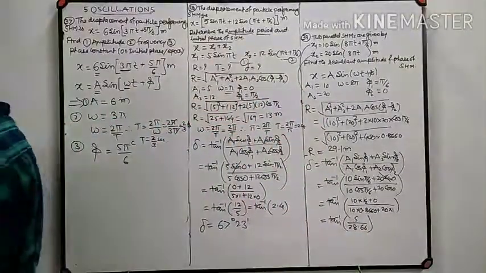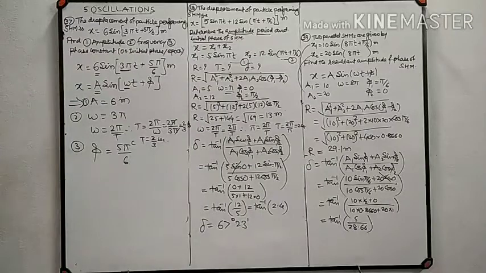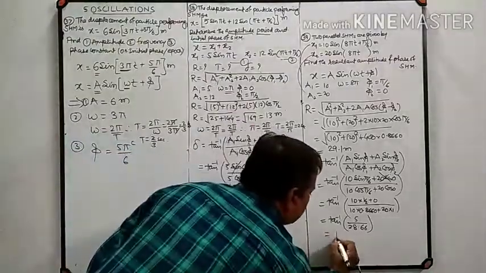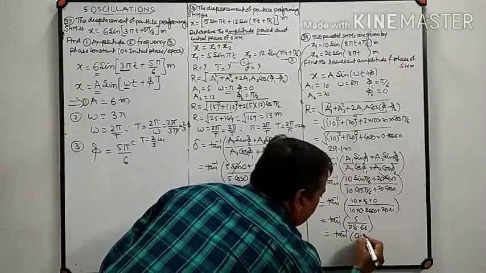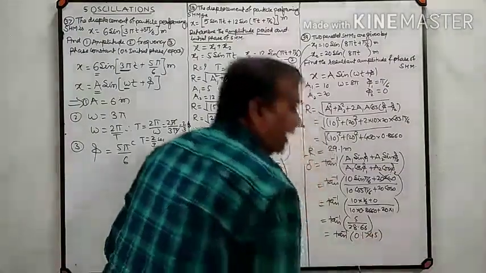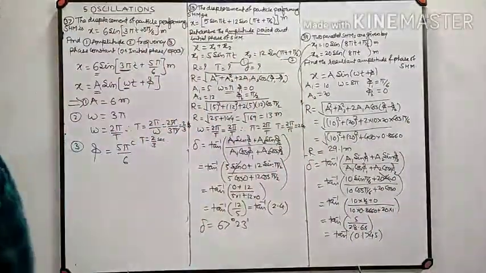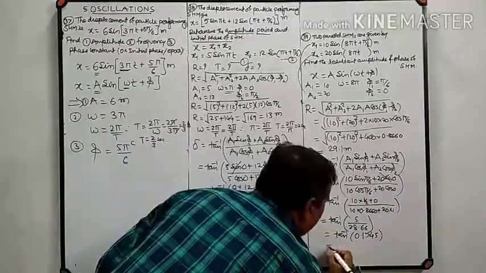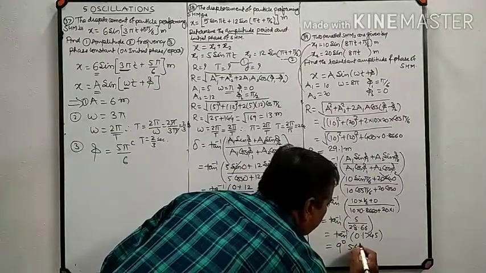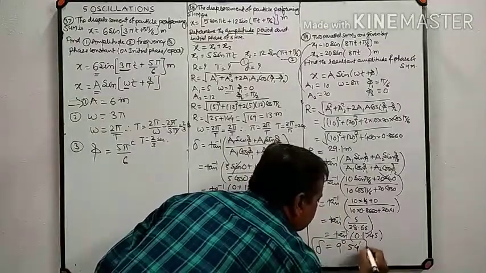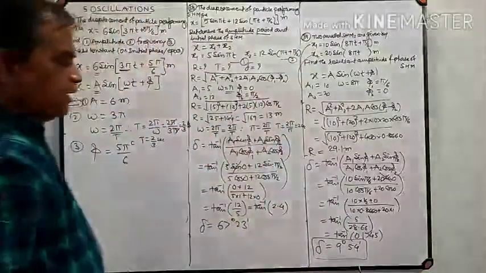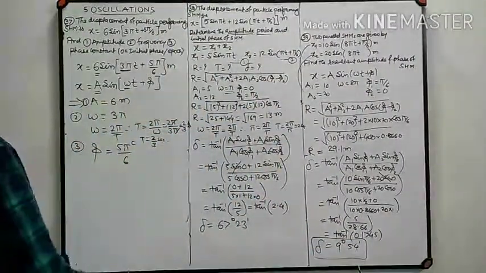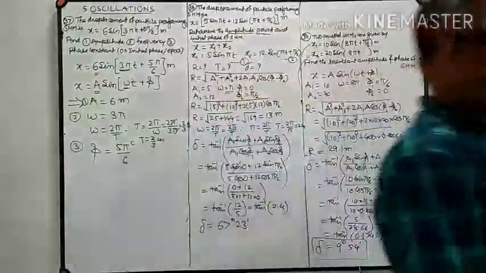And if you calculate that ratio, it comes to be 0.1745. So this is tan inverse of 0.1745. In natural tangent, if you calculate the value of tan inverse of 0.1745, it is found to be 9 degrees and 54 minutes. So delta, that is the initial phase of the two SHM, is 9 degrees and 54 minutes.